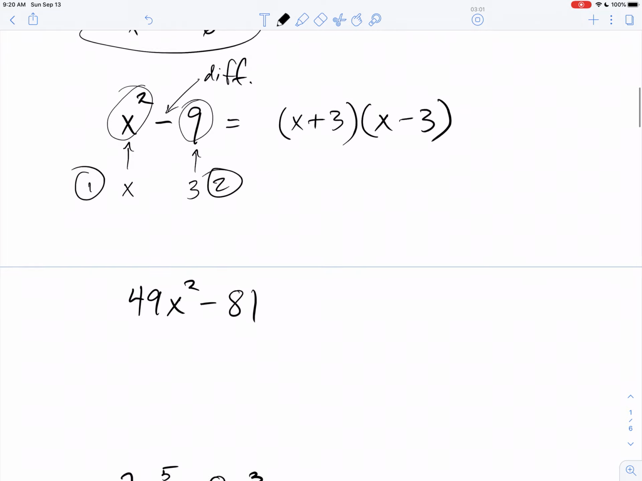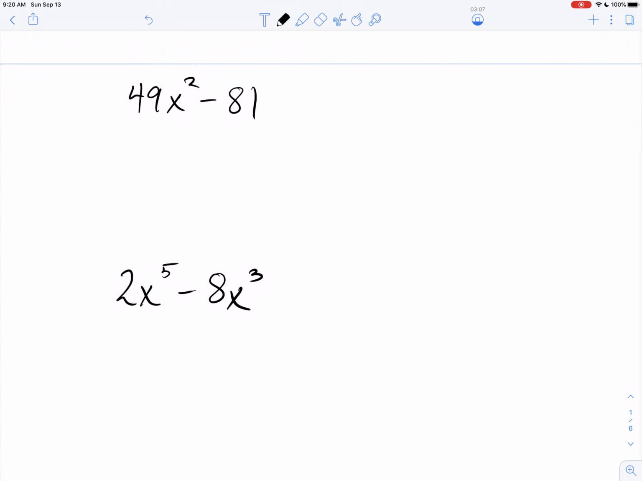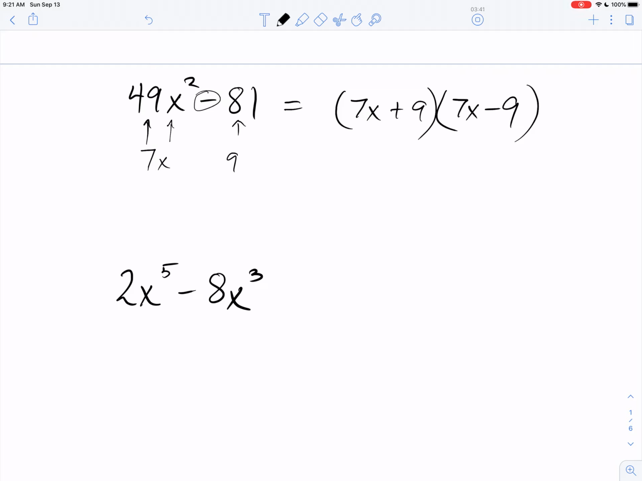So, this one's a little bit more tricky, but it's not impossible. Never try to do a whole problem in your head at once if you can break it into components and make it easier. So this guy, well, what times itself is 49? You say, oh, 7 times 7. What times itself would give you that? Well, x. And then over here, this guy's easy peasy. I go, oh, that's just 9 times 9. That's 81. Once again, this thing is difference of squares, so the pattern would be 7x plus 9, 7x minus 9. And there you go.